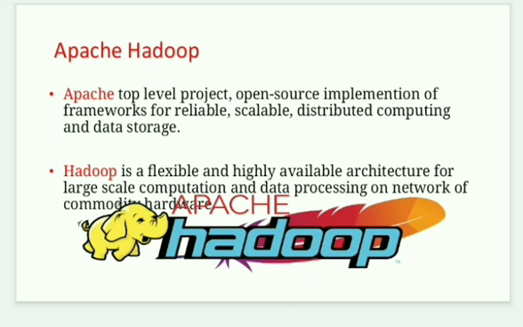It means commodity hardware is nothing but small scale hardware. You don't need a supercomputer or super hardware to process this large data. But Hadoop gives you the flexibility to use any kind of small hardware to process the data. So that's the use of Apache Hadoop.